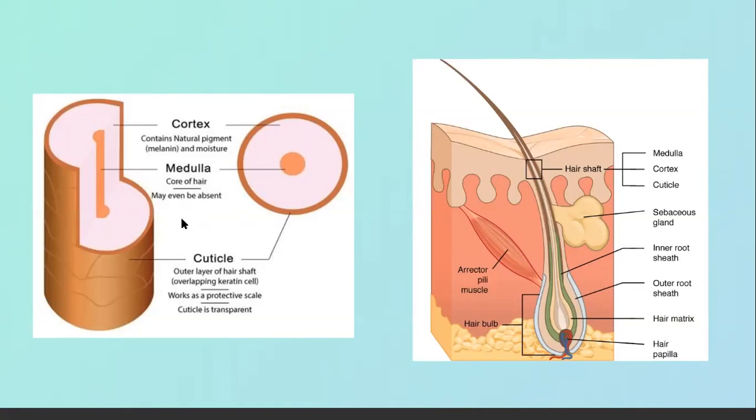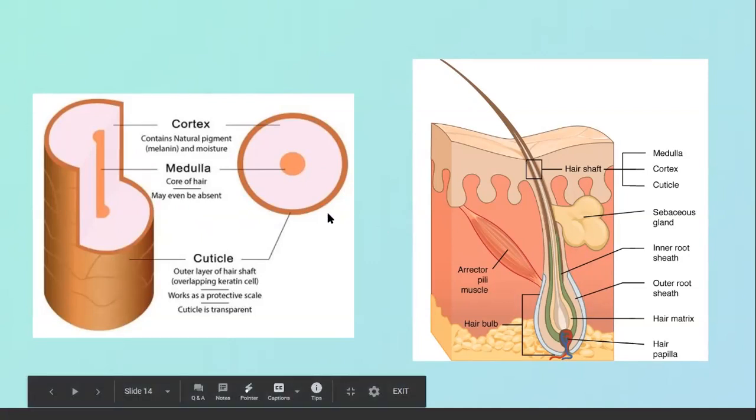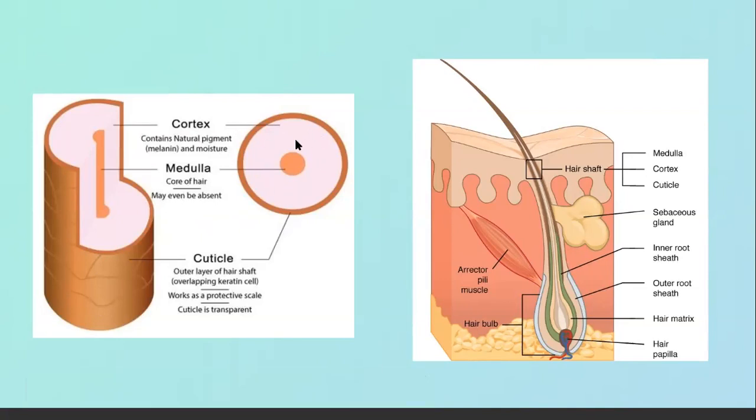We can see the cuticle, which is like the brownish part, the outside layer, and then the cortex, which is like this really broad white expanse, and then the medulla is the core of the hair, the very middle, very thin part.